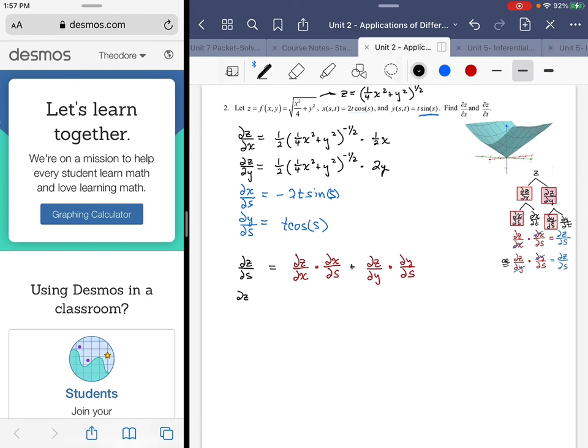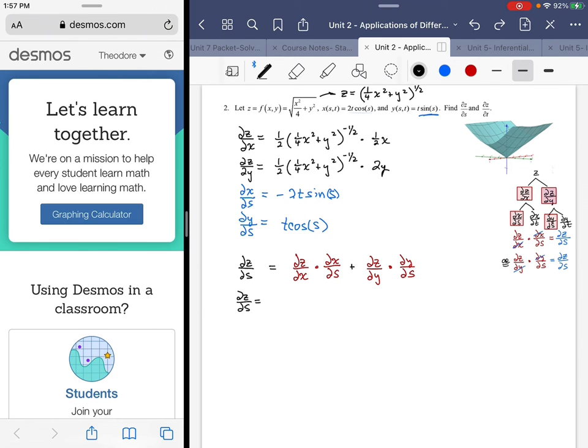So partial z with respect to s. Yeah, I might have mentioned this. At some point, my deltas start morphing into things that look more like 2's. These are all supposed to be deltas. All right.